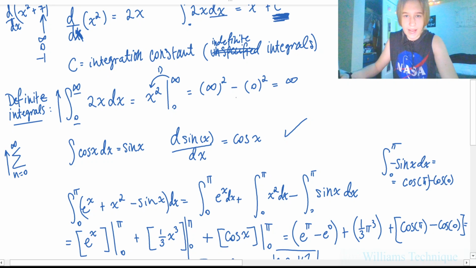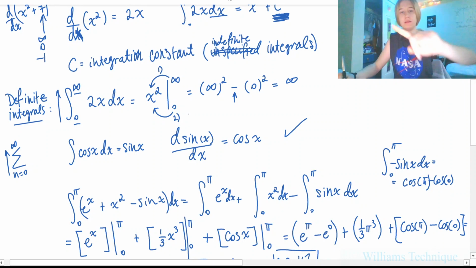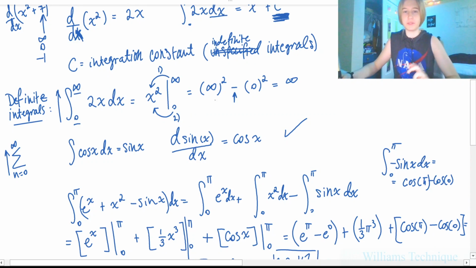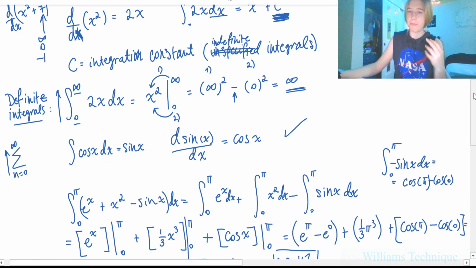We subtract it from when we put in 0 into x squared. So essentially, this is the first step, we subtract, and that's the second step, and that equals infinity. So yeah, that's essentially how you solve a definite integral.